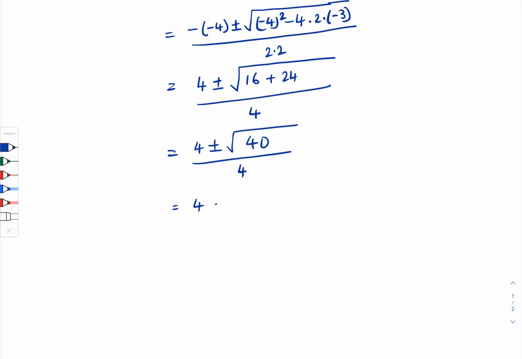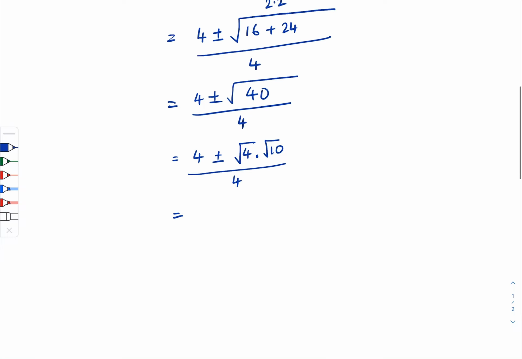So that's what we're going to do. 4 plus minus square root of 4. Let's break it up. Square root of 4 times square root of 10 over 4. That is equal to 4 plus minus 2 square root of 10 over 4.